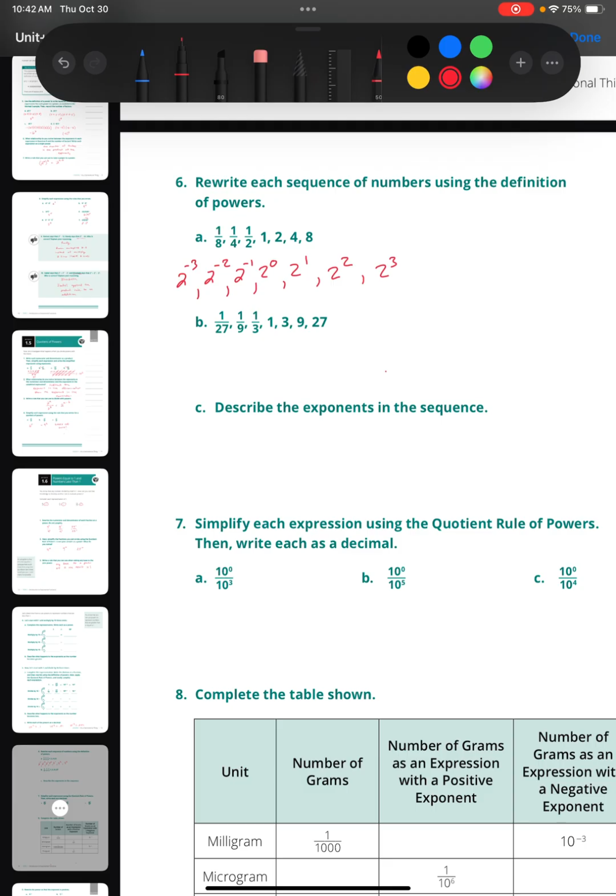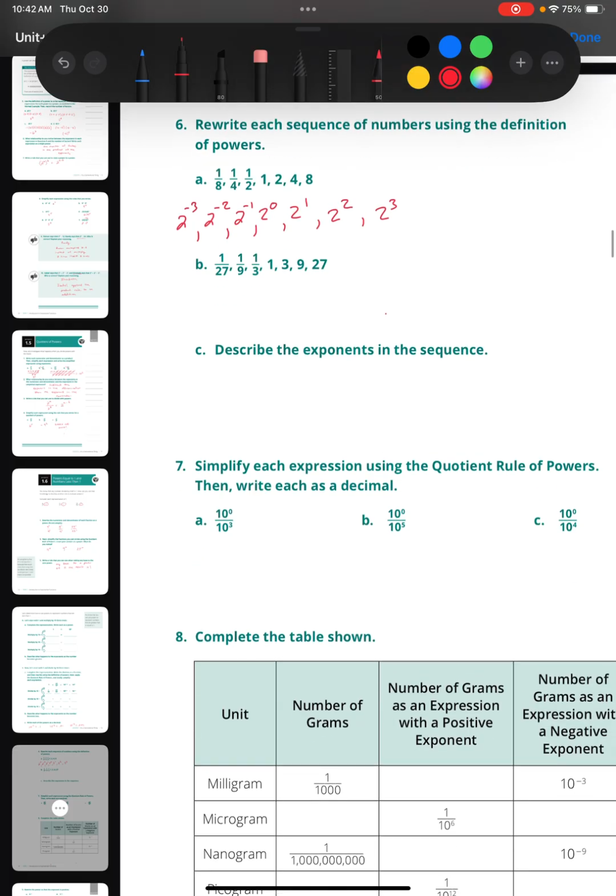Okay, and we could fill in the same thing for 3. It would be very similar, same exact exponents, but we'd be dealing with a base of 3. So if we go down to C, describe the exponents in the sequence. Again, it's just emphasizing that as the number becomes greater, the exponent becomes greater.